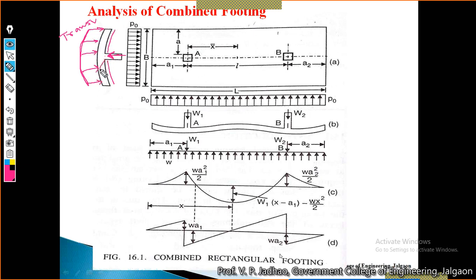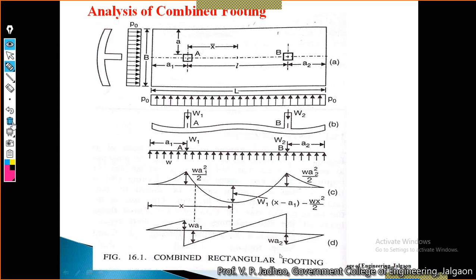So this portion will be acting as a separate cantilever, and both these cantilevers are resting on this particular column. We will be designing this particular footing as a cantilever beam which is resting on some column, in the longitudinal direction. This is your longitudinal direction.